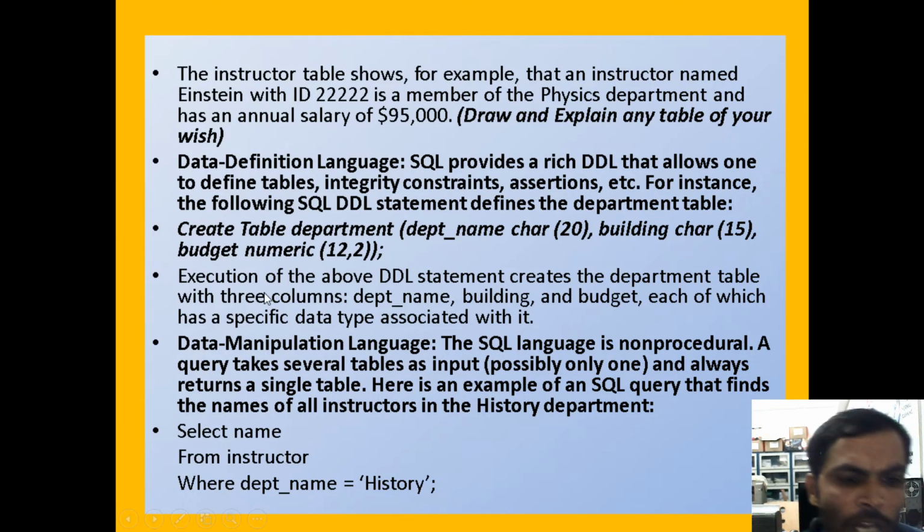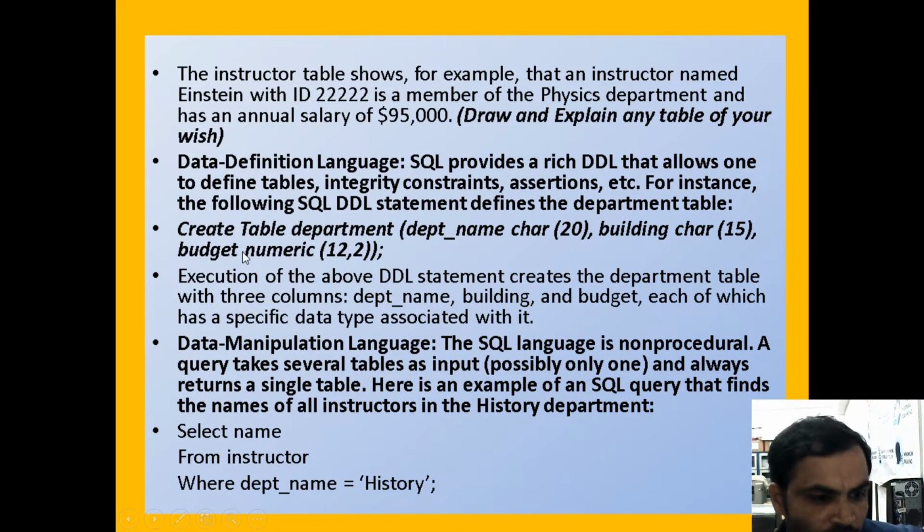The execution of the above DDL statement creates the department table with 3 columns. How many columns are there? Department name, building name and budget are the 3 columns. It is created with the help of these 3 columns, department name, building name and budget. Each of which has a specific data type associated with it. Each attribute or column specifies a specific data type.